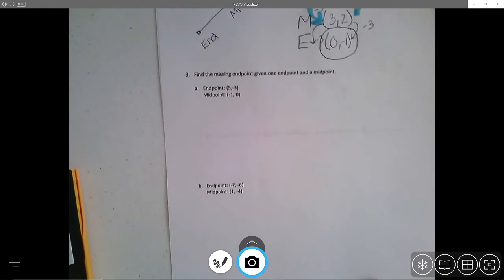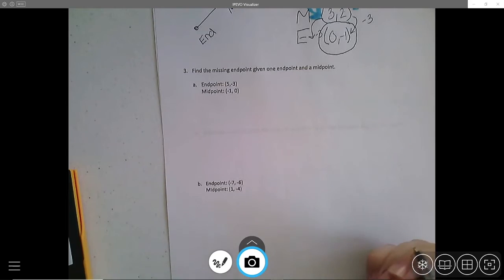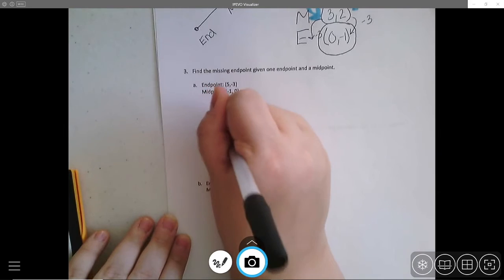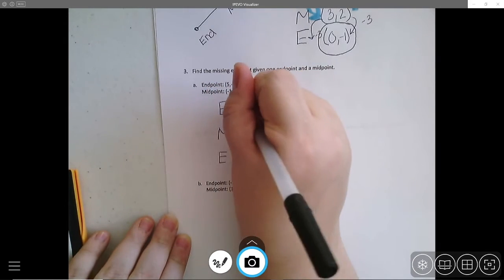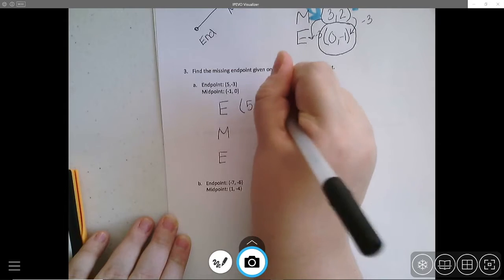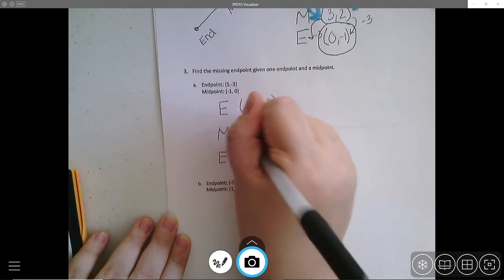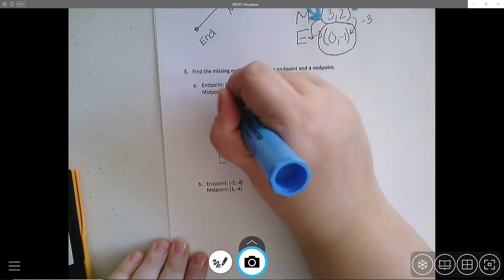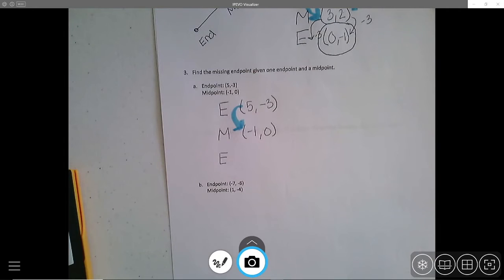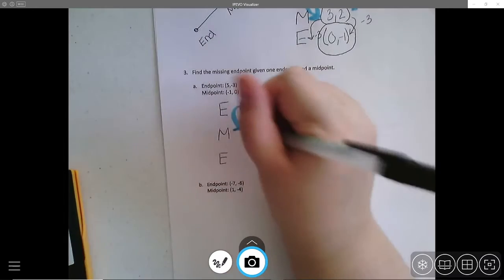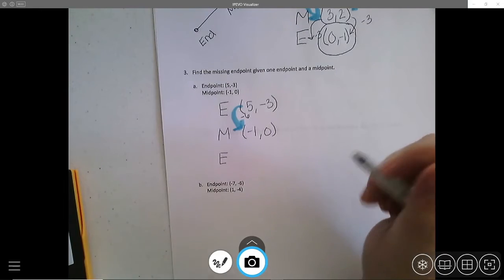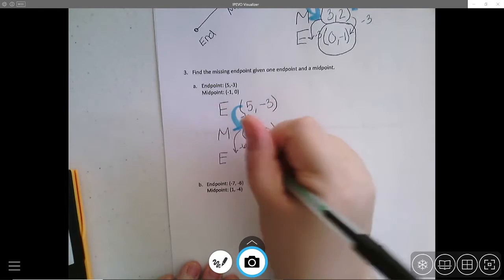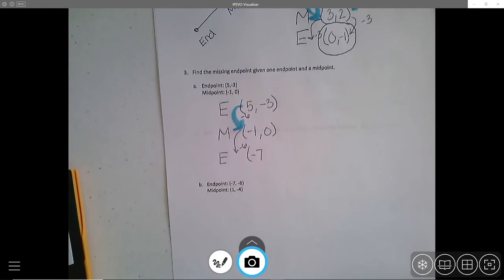Okay, so let's look at some of these. On this, we're finding a missing endpoint given one endpoint and a midpoint. So sandwich, E, M, E. Beside one of the endpoints, I put my endpoint. Beside my midpoint, beside the M, I put my midpoint. Okay, starting on the X's, always starting at the endpoint, how did I get from 5 to negative 1? I subtract 6. I'm going to then subtract 6 again. Negative 1 minus 6 is a negative 7.